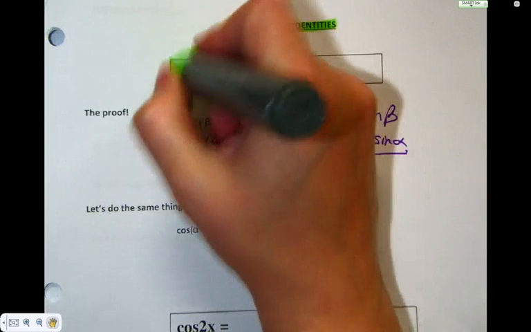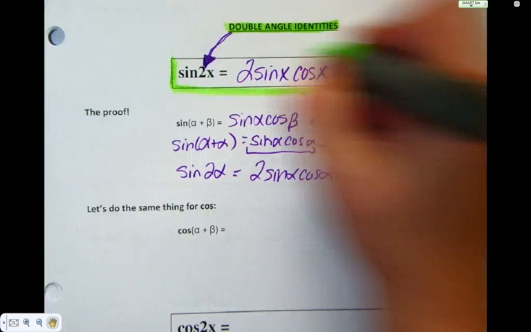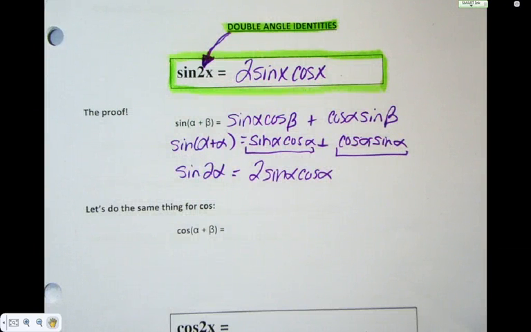This is going to go on the back of your card. X, theta, alpha, beta, whatever you want to use.